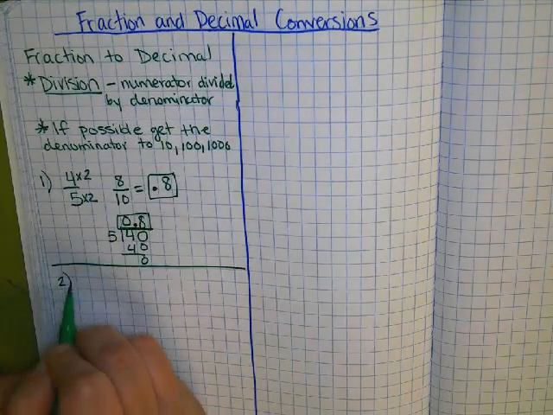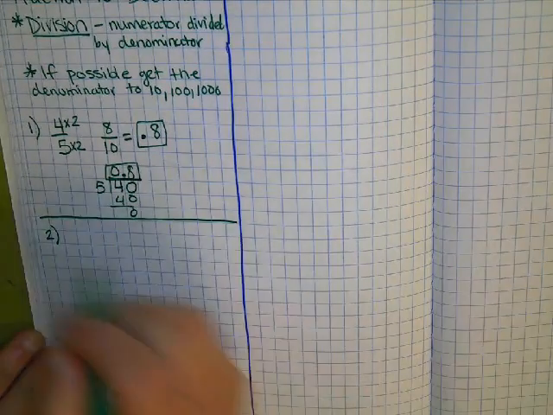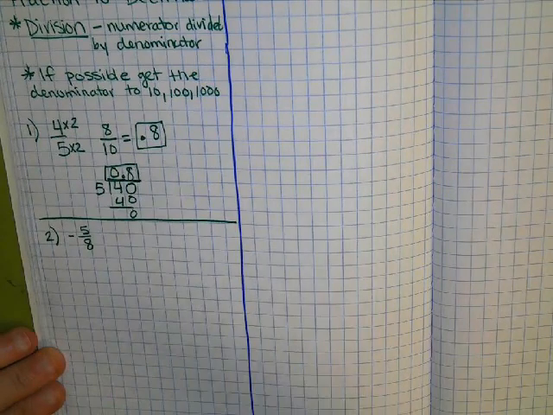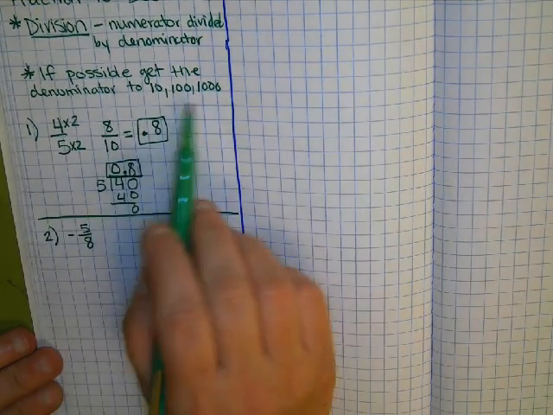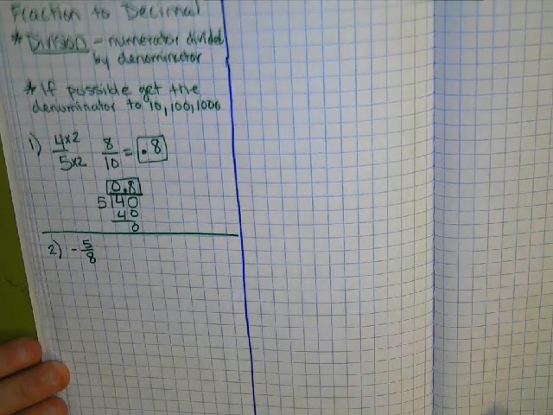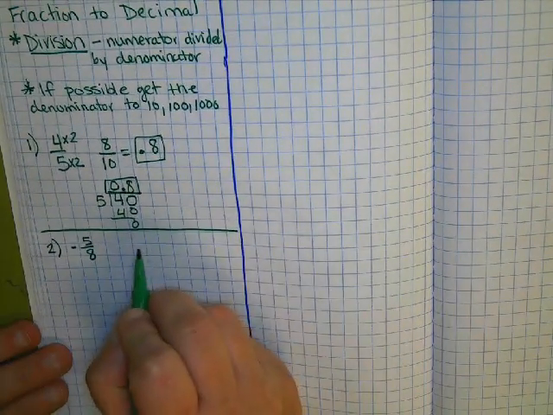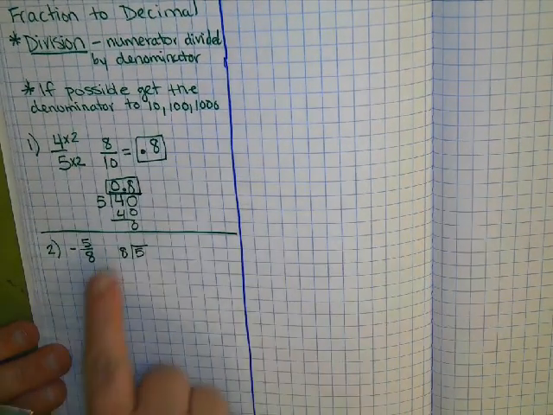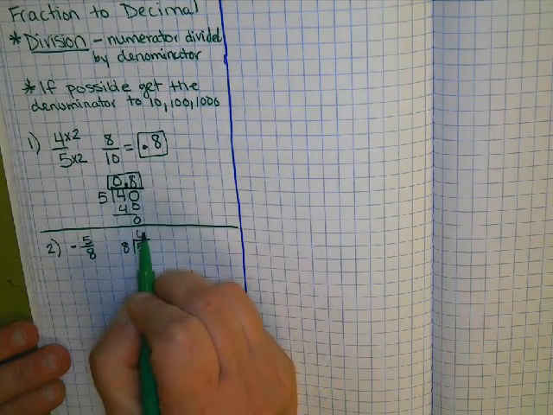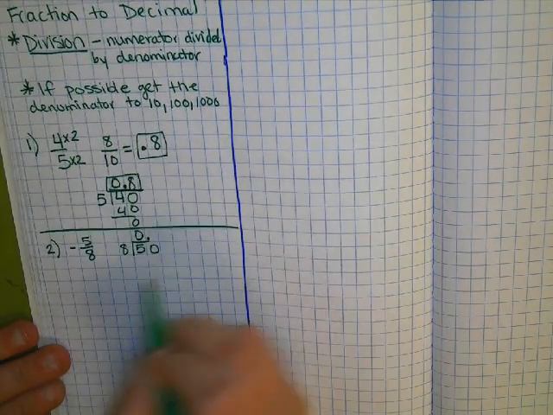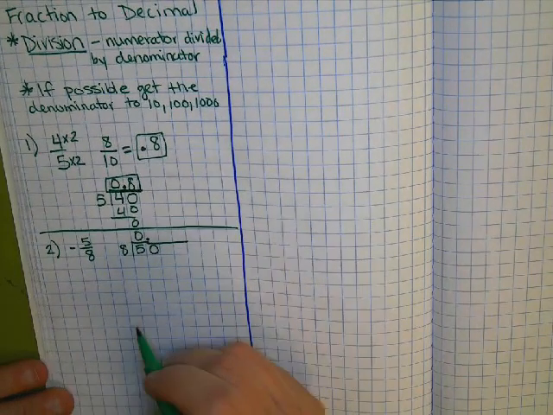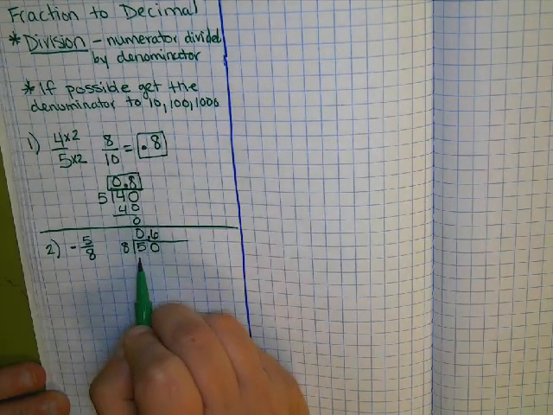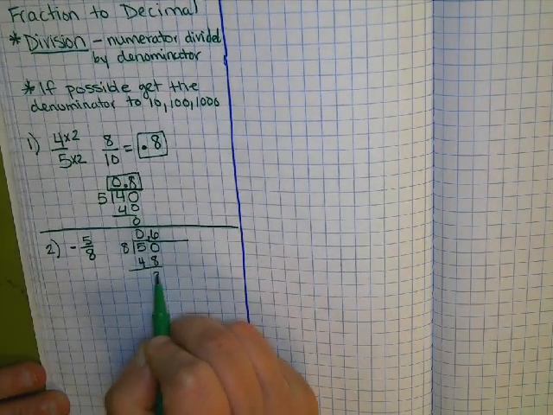So let's try another one. Let's try -5/8 to a decimal. So I don't know how to get 8 to a 10, 100, or 1,000, so we can't do that one. So we have to divide the numerator by the denominator. 8 can't go into 5. It goes 0 times, add a decimal, add a 0. Now, 8 can go into 50 6 times. 6 times 8 is 48 with 2 left over.